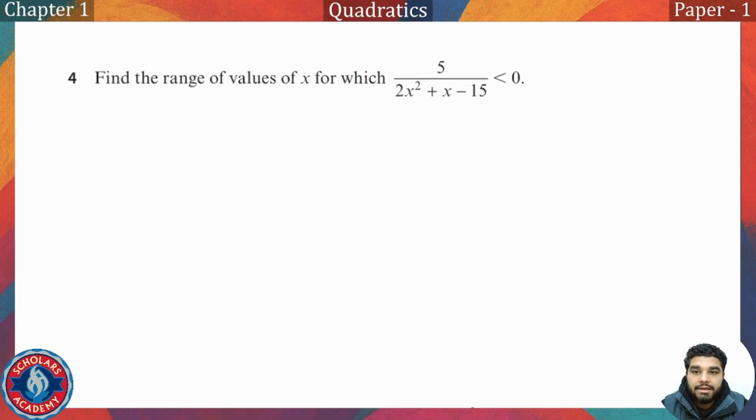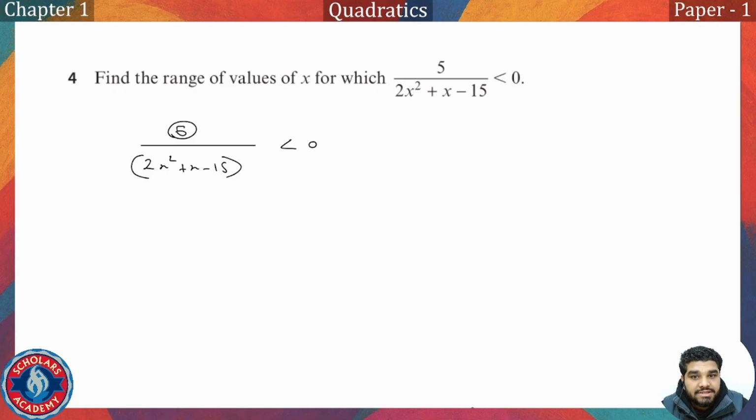So let's start with question number 4 today. We are given that this inequality should be less than 0. So we are not given a proper quadratic equation over here, but we need to find an expression for this quadratic equation. So if I check to make 5 divided by 2x square plus x minus 15 to be less than 0, what I want is, since 5 is a constant, this expression should be less than 0.